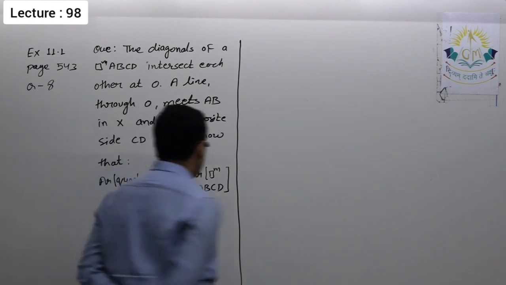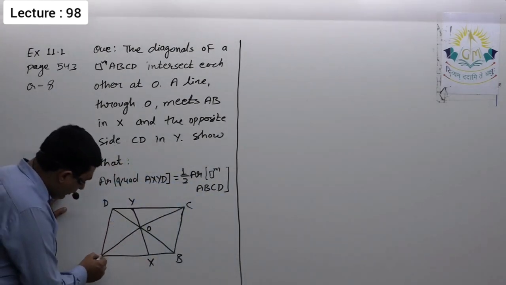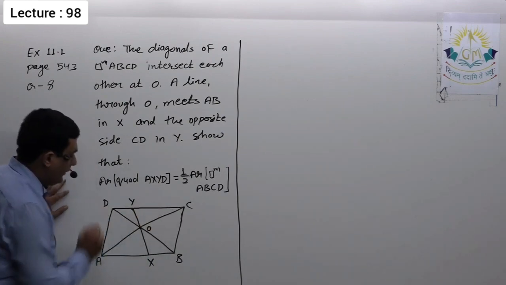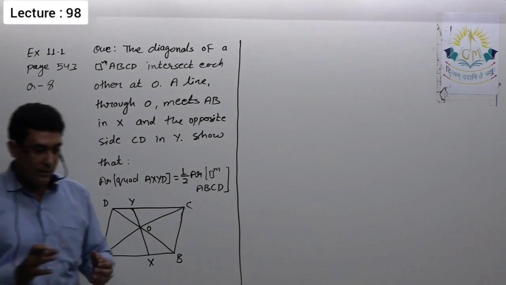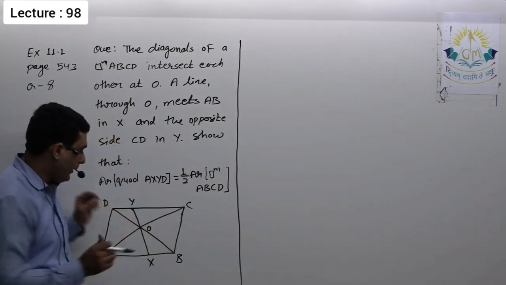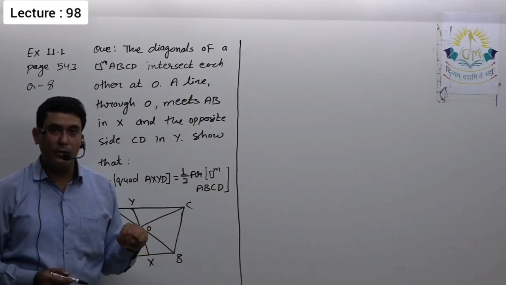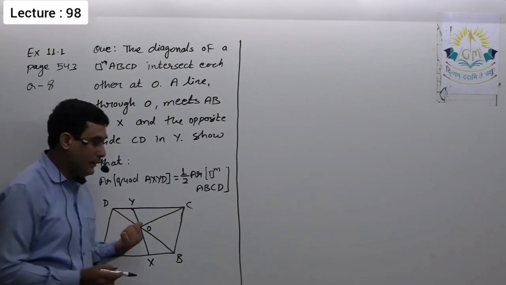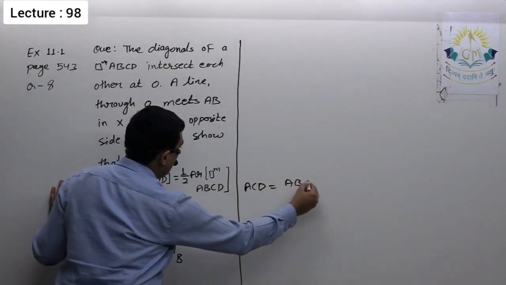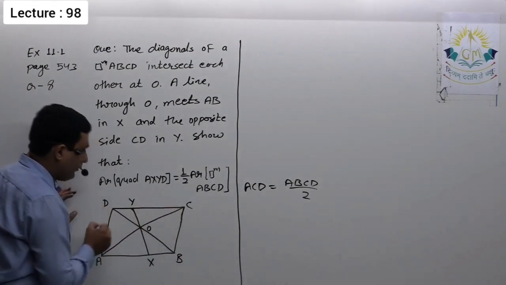So let us see its solution. See, we have to prove area of quadrilateral AXYD is half of ABCD. So first of all, when I see half of ABCD, the very first thing that comes to my mind is that a diagonal of a parallelogram divides it into two triangles of equal area. That means I can say over here area of triangle ACD is equal to ABCD by 2.